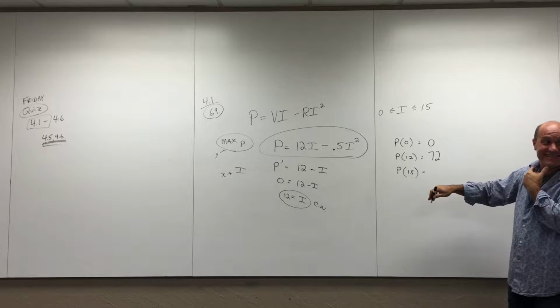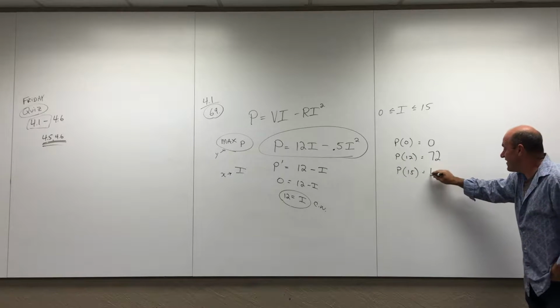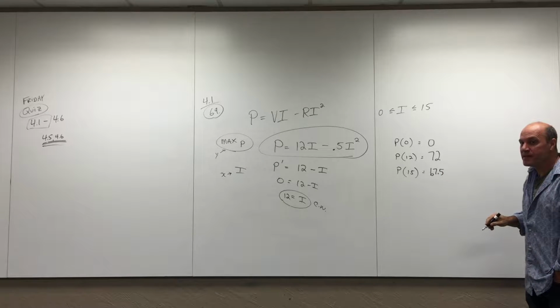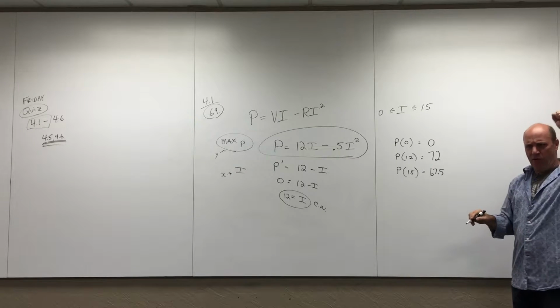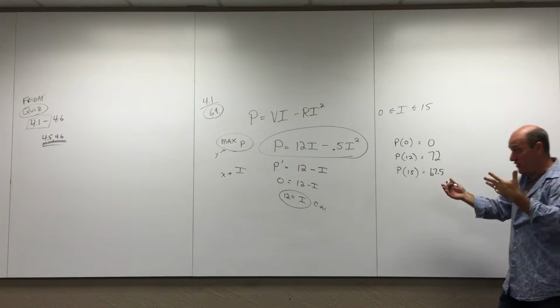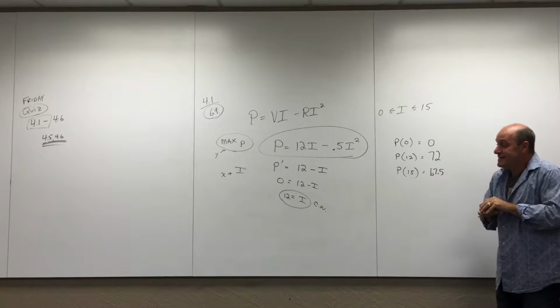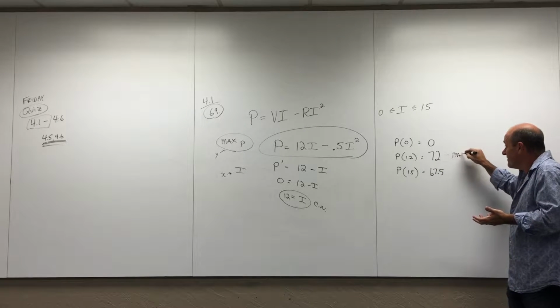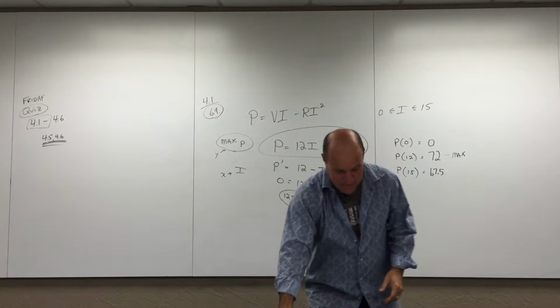What'd you say? Thank you. 67.5. Cool. So our maximum power output comes at a current of 12 amperes, I guess. I don't know. I guess I'm done, right? Did I answer the question? Maybe. Hang on.